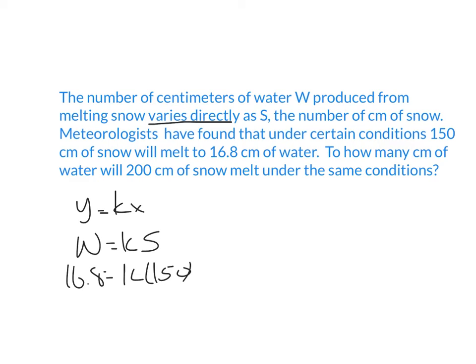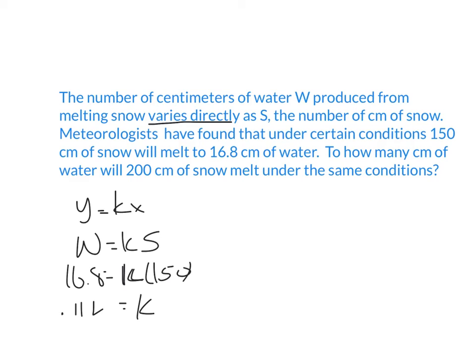So what I'm going to do first is find my k. I'm going to divide both sides by 150. So I'm about to punch it in my calculator: 16.8 divided by 150, which means my variation constant would be 0.112.